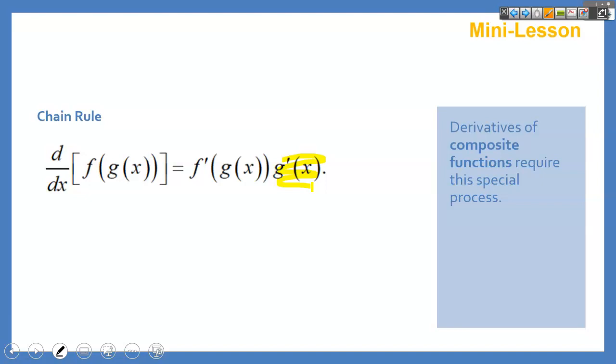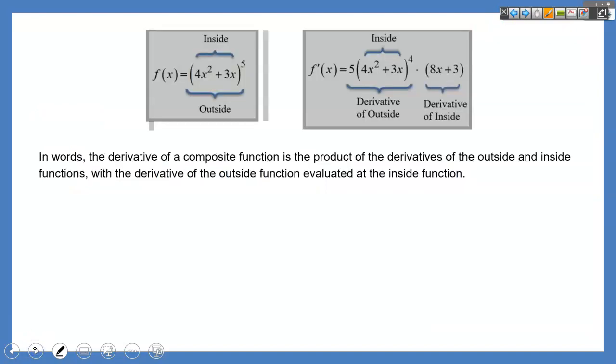So then filling in the boxes on that next problem. The inside is the 4x squared plus 3x. The outside is the 5. So it'd be 5, 4x squared plus 3x to the 4th, times 8x plus 3. Derivative of 4x squared is 8x. Derivative of 3x is 3.